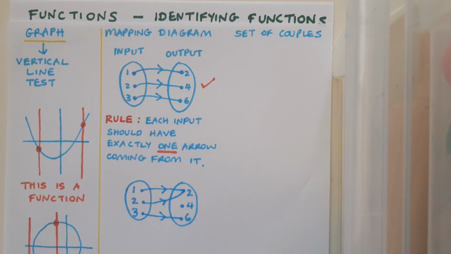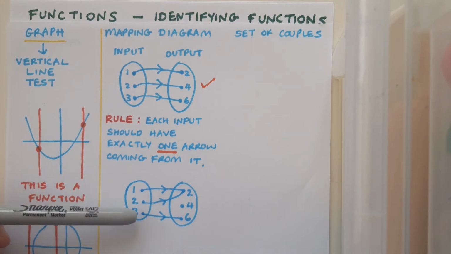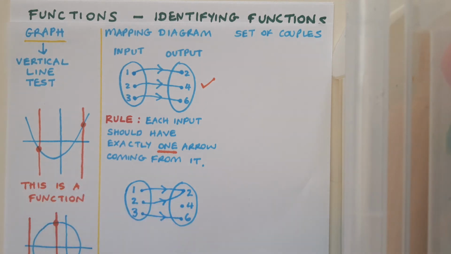Here's a second example. Take a moment to have a look at this mapping diagram and decide, do you think it's a function or not? So we look at the inputs and we see that each dot here, each value, only has one arrow coming out of it. So that means yes, we have a function.